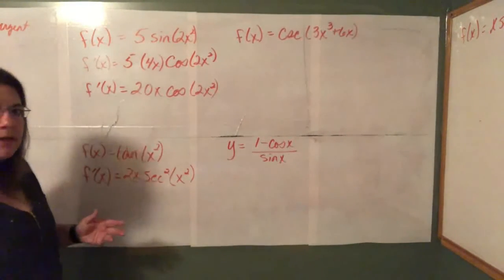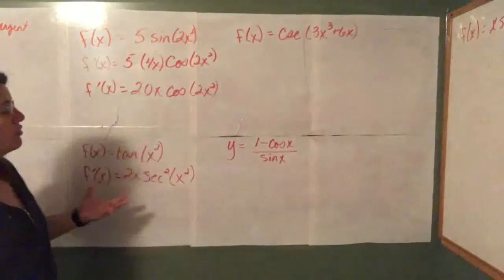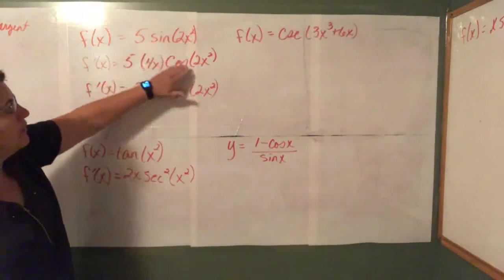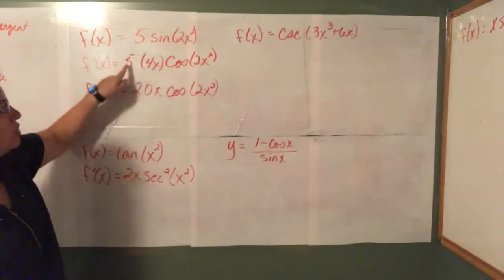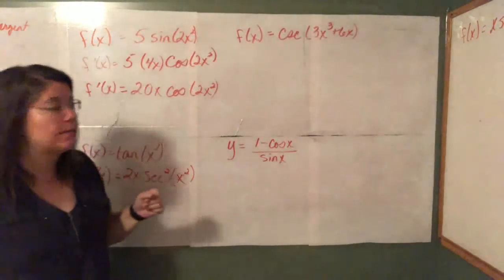So they're really pretty simple if you have them memorized. As long as you remember what the derivative of the trig function is and remember to take the derivative of the angle part, and any constant you have in front stays with it, it's pretty simple.